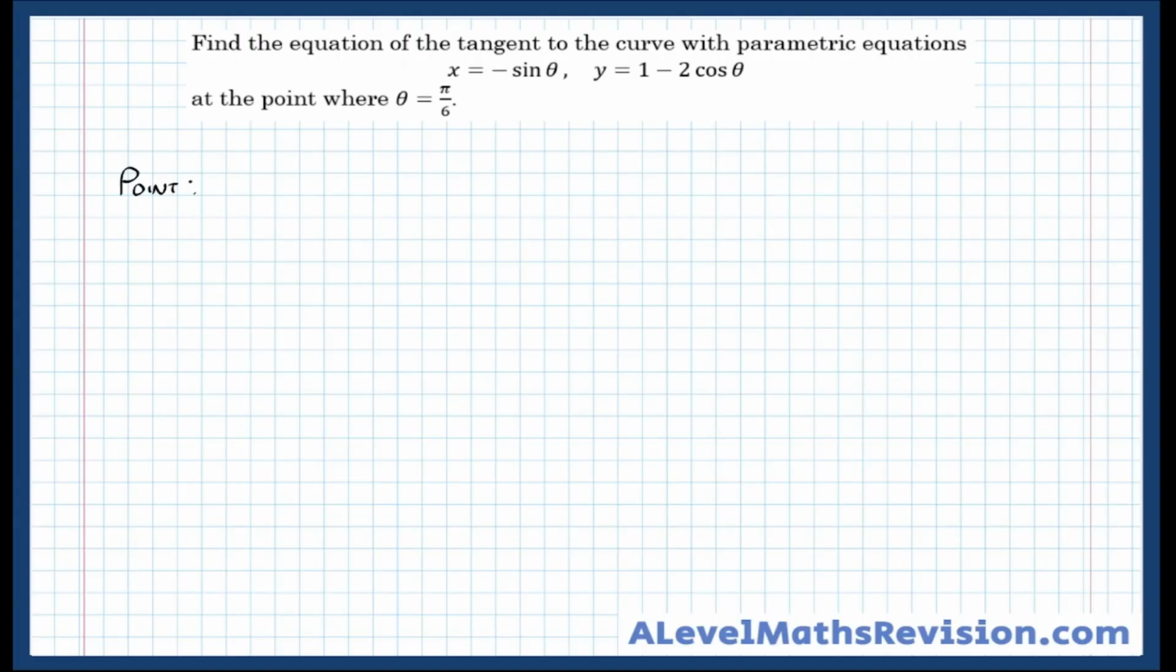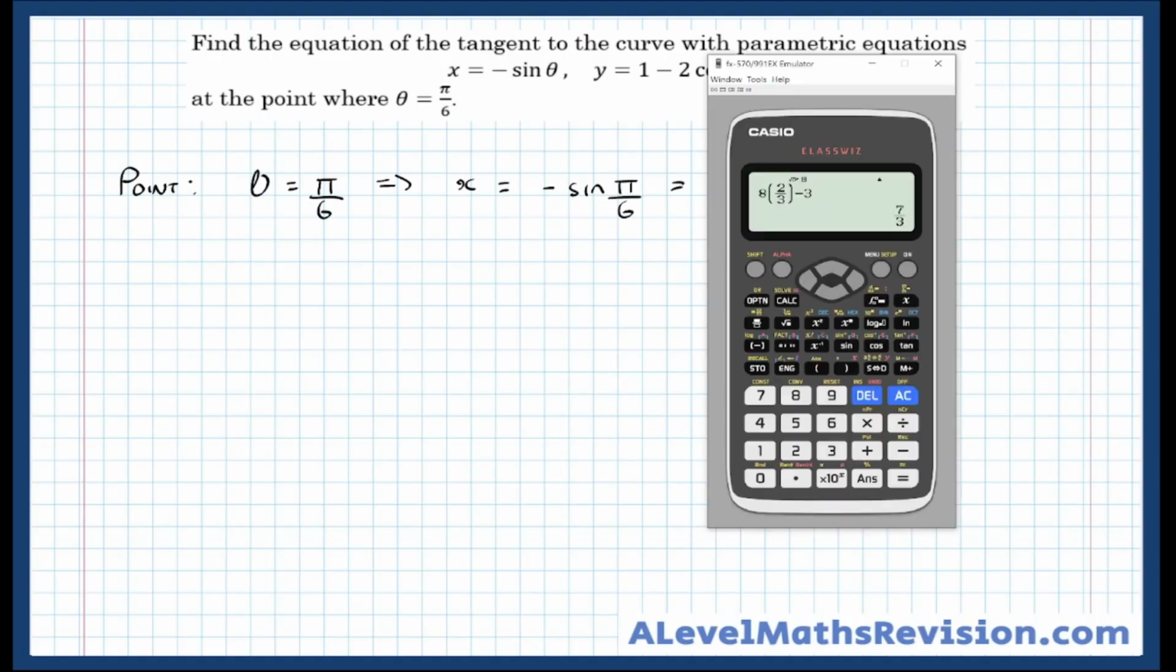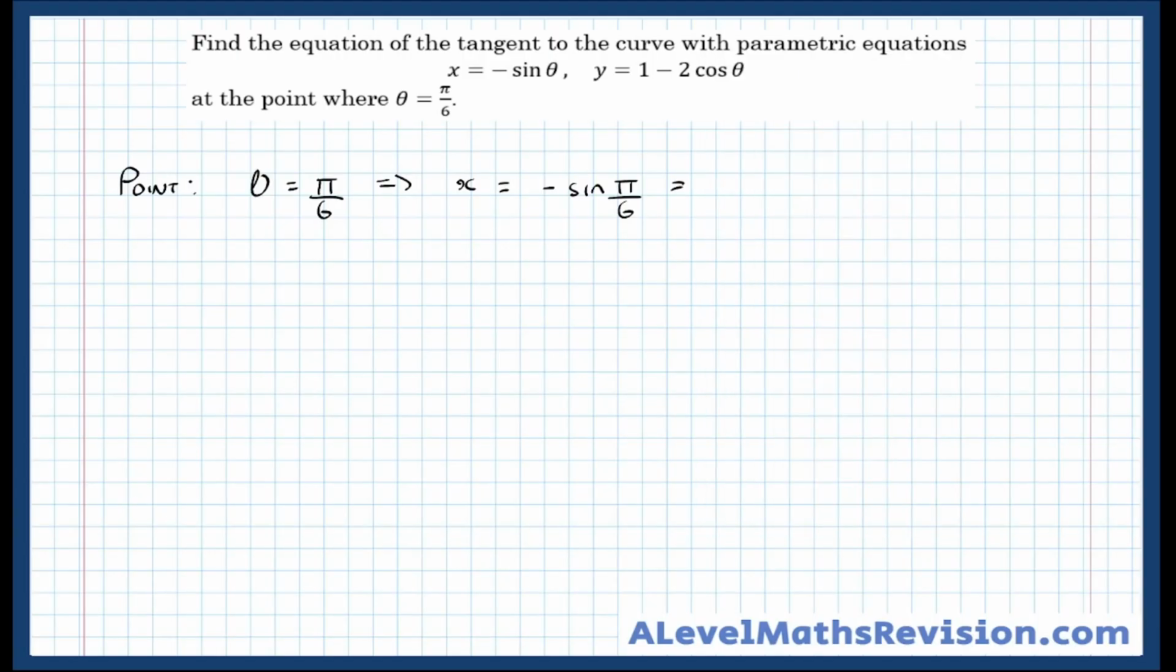So if we sub in theta equals pi over 6, we'll get a point. So that means that x equals minus sine of pi over 6, which is equal to, so minus sine of pi over 6, and make sure your calculator is in radians mode, minus a half.